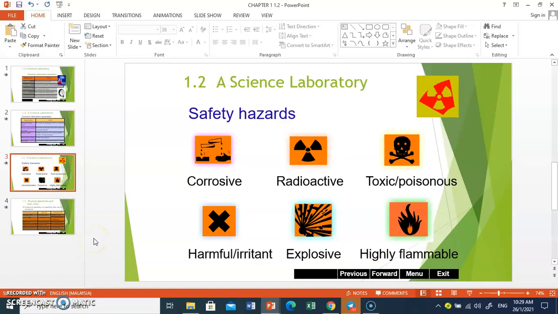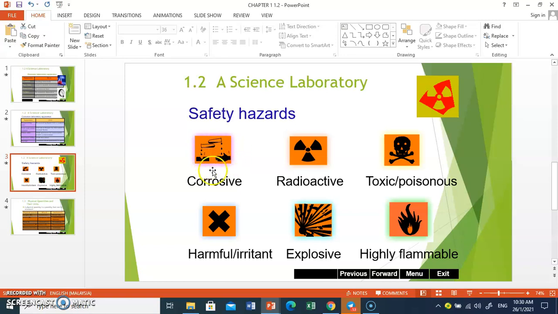The next one, we are going to learn the symbols of hazardous materials in the laboratory. So the first one is corrosive. For corrosive chemicals, do not touch these chemicals because they will burn your skin. In case of contact with the skin, wash the affected part with lots of water.